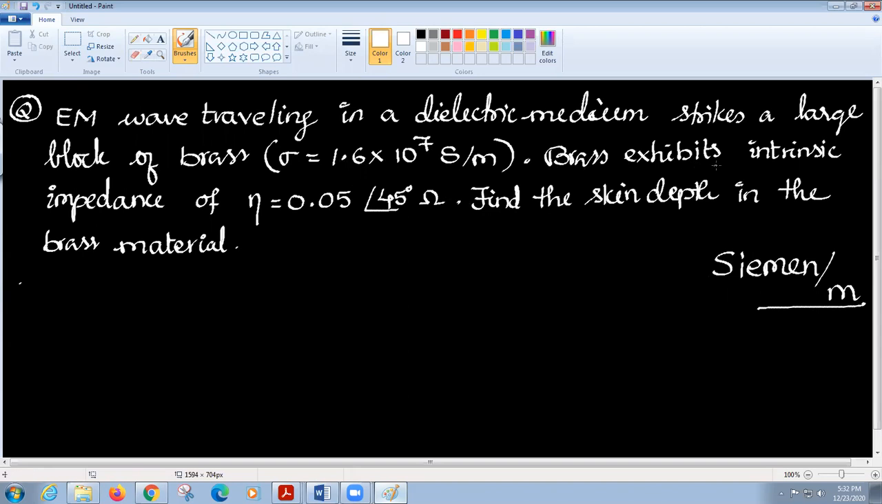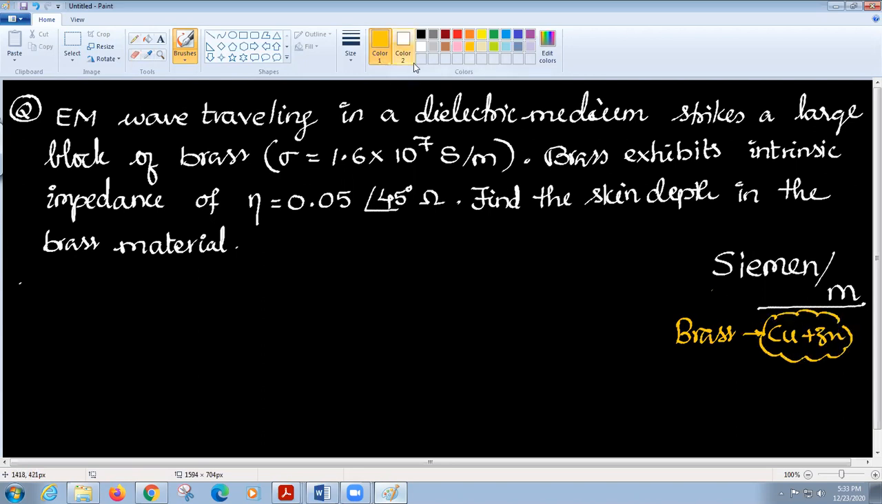Now brass exhibits intrinsic impedance of eta. So intrinsic impedance eta is a complex quantity; you have both amplitude as well as phase. Now find the skin depth in the brass material. Brass is an alloy of copper and zinc generally.